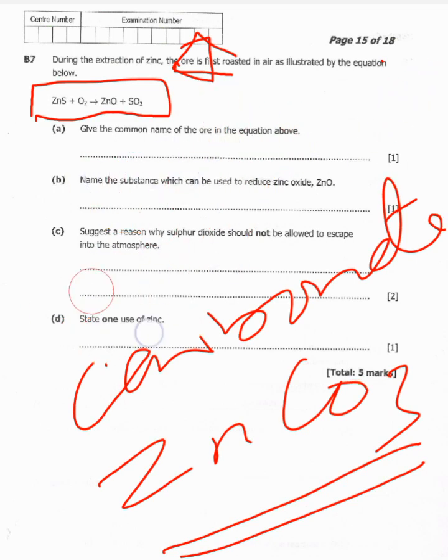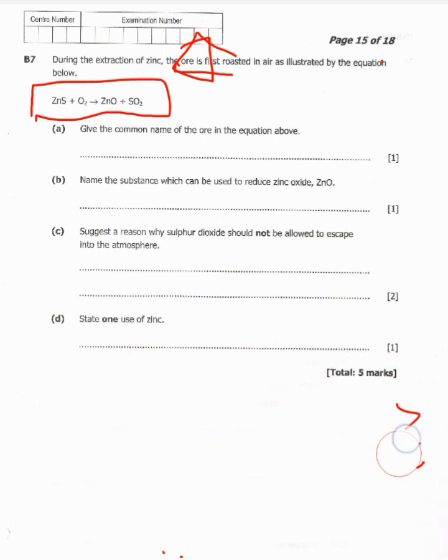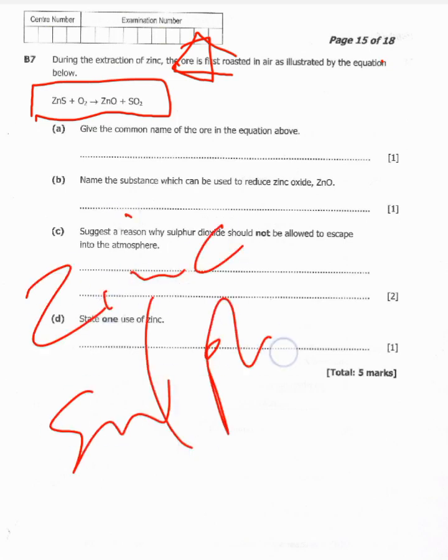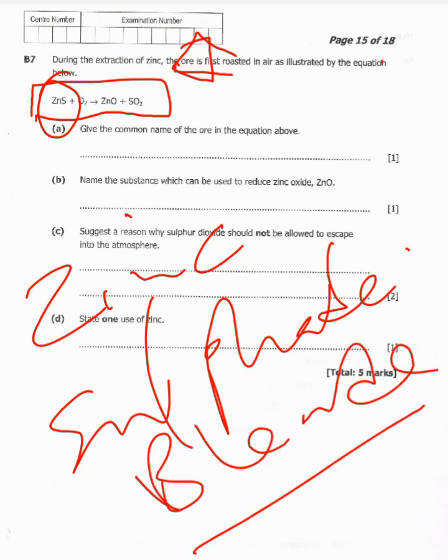Since I've mentioned that there are basically two ores of zinc, the second one is known as zinc sulfide. Its chemical formula is the one that we are seeing in the equation there, and its common name is zinc blende. These two ores are the main resources where zinc can be mined.